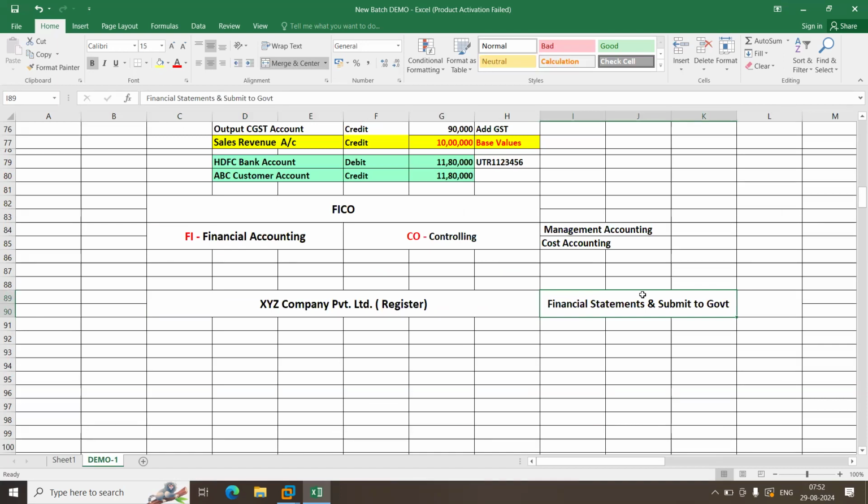And if someone wants to see the list of transactions, okay, for a particular day, particular week, particular month, particular quarter, when you go to audit, management also sometimes wants to see a list of transactions. So there are different types of reports available, but the ultimate goal of accounting is, once it is a registered company, you must prepare financial statements and submit to government.